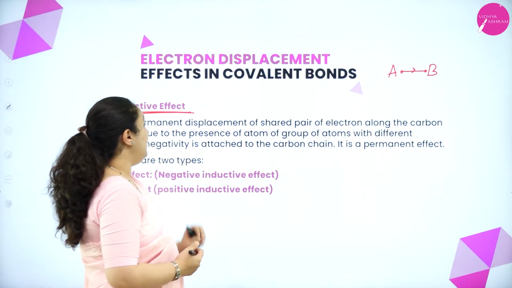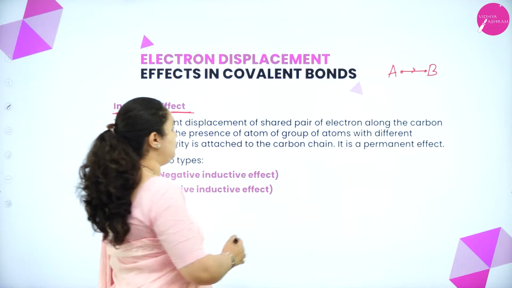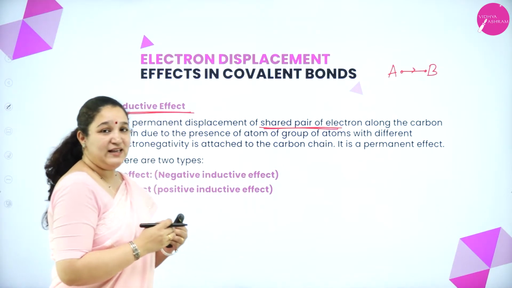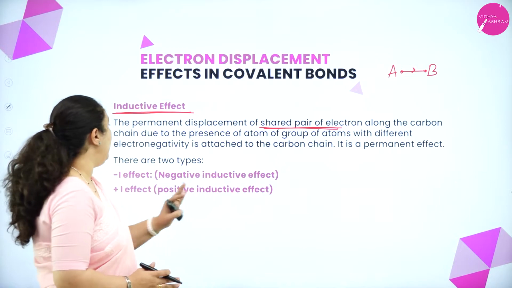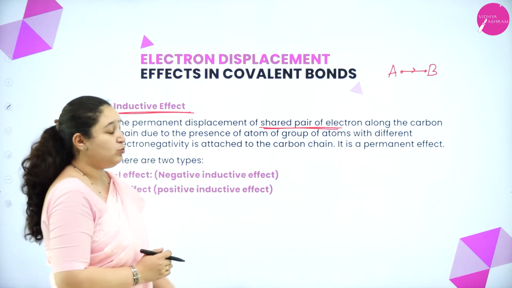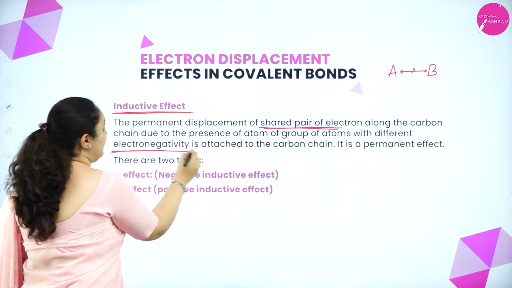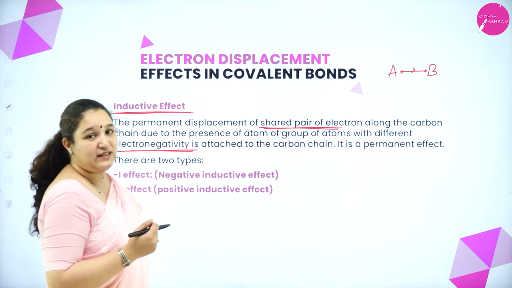The permanent displacement of shared pair of electron. What is it? The shared pair of electron is getting displaced permanently, okay, along the carbon chain due to the presence of atom or a group of atom with different electronegativity attached to the carbon chain. We call it inductive effect.